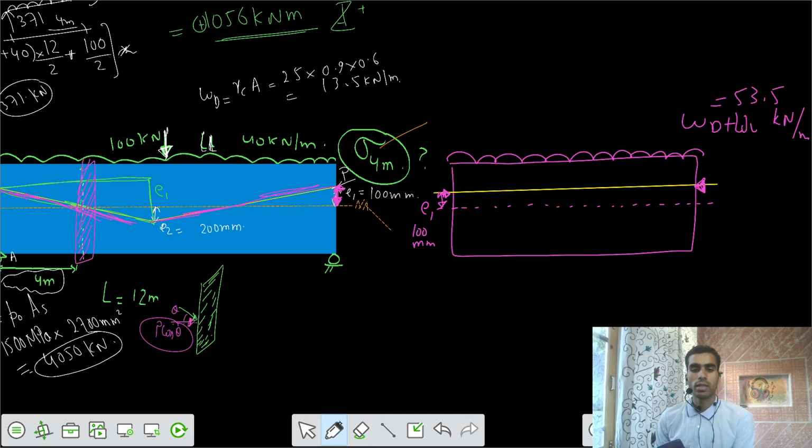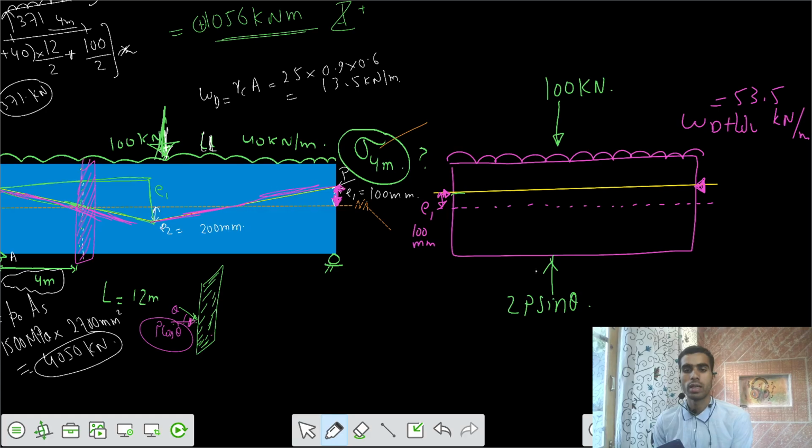And one more thing is that we should have some balancing load also, corresponding to the vertical load. We have a bent cable, so there was some vertical load of 100 kilonewton, and because of that we had a cable with a bent shape. Now we transform that into a straight line, and we have to apply that balancing load of 2P sine theta at the midspan.